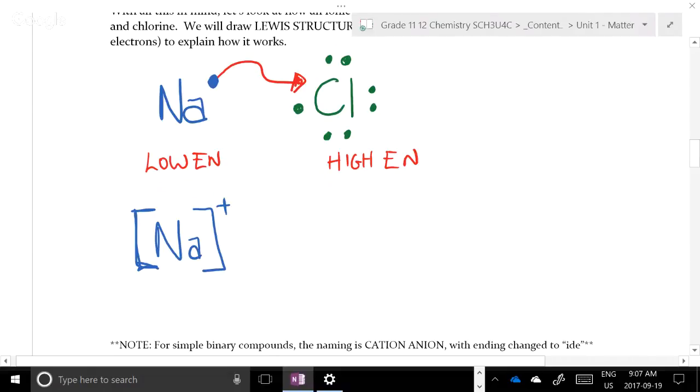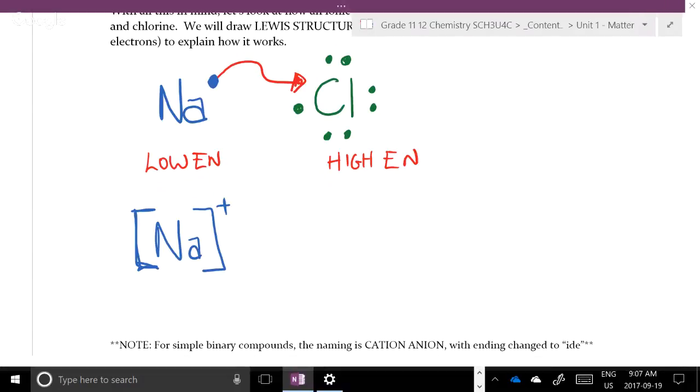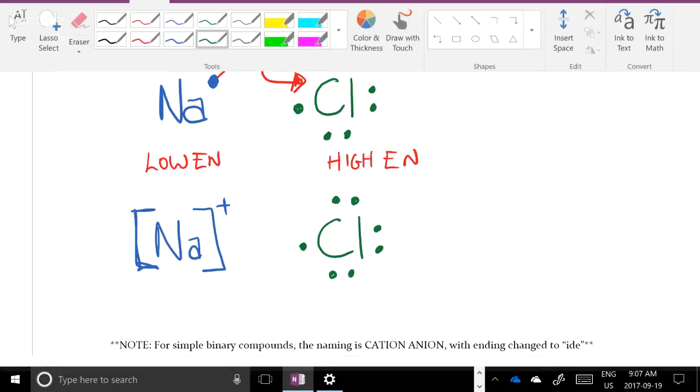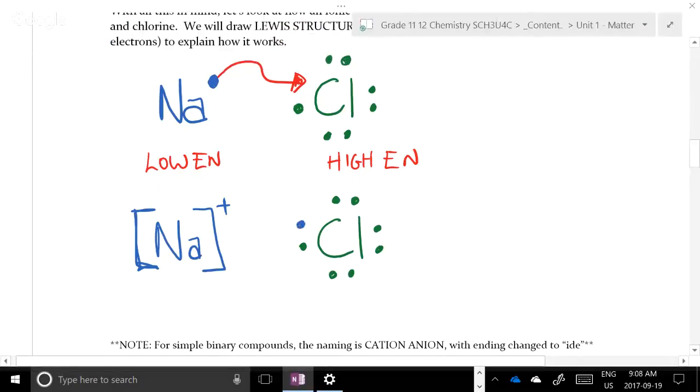By the way, whenever we draw an ion with a Lewis structure, we put those square brackets around it. That tells us it's an ion, that it has a charge. And then we write the charge itself. How am I going to draw chlorine? Okay, but its valence shell is now full. And I'm going to keep that last electron blue, just so we know where it came from.